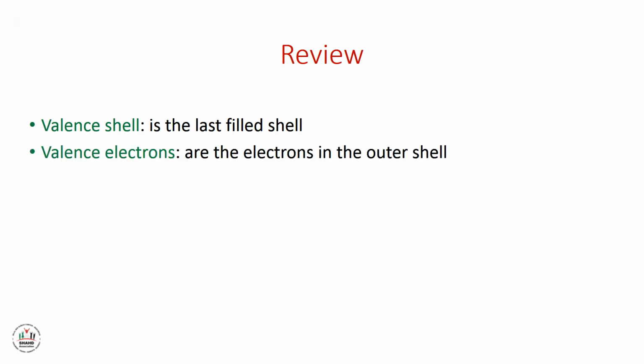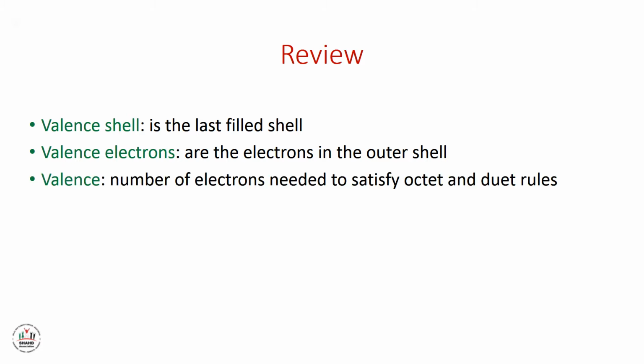Before we start our lesson, let's make a simple review. The valence shell is the last filled shell. The valence electrons are the electrons in the outer shell. The valence is the number of electrons that are needed to satisfy octet and duet rule. These rules apply when electrons are lost, gained, or shared.